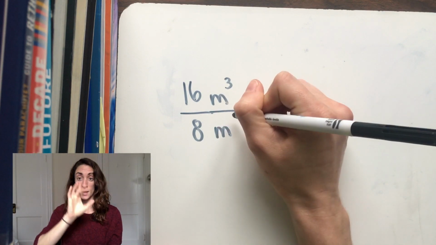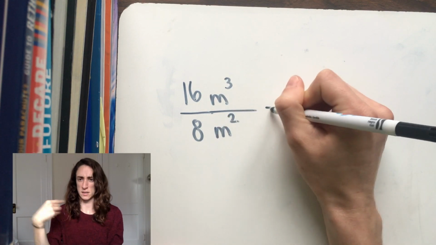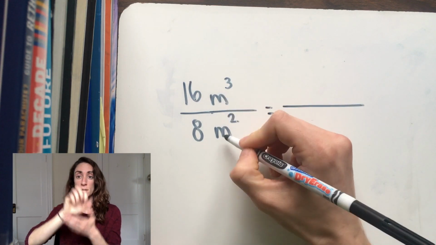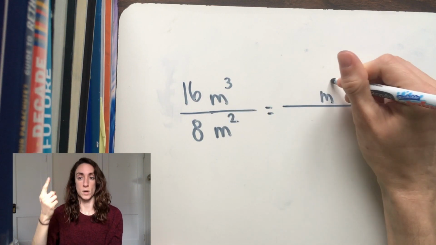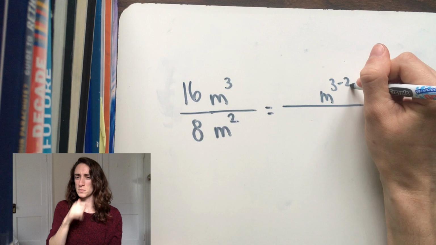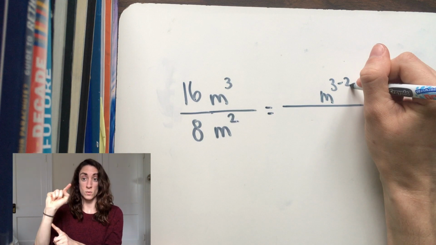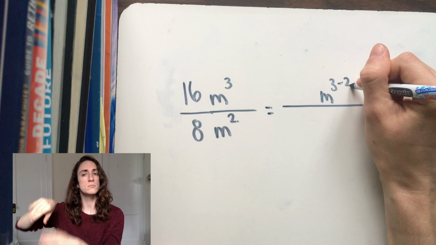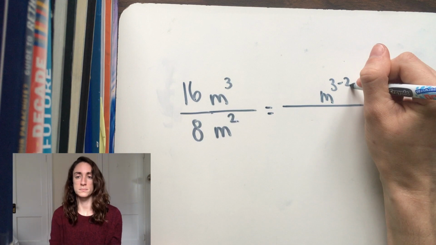Here's another example. You can see that we can deal with the m terms just the way we've been doing. M cubed in the numerator and m squared in the denominator. 3 minus 2 is 1, which means that the term that's left will have an exponent of 1, which we typically don't write. M to the 1, we're just going to say m.